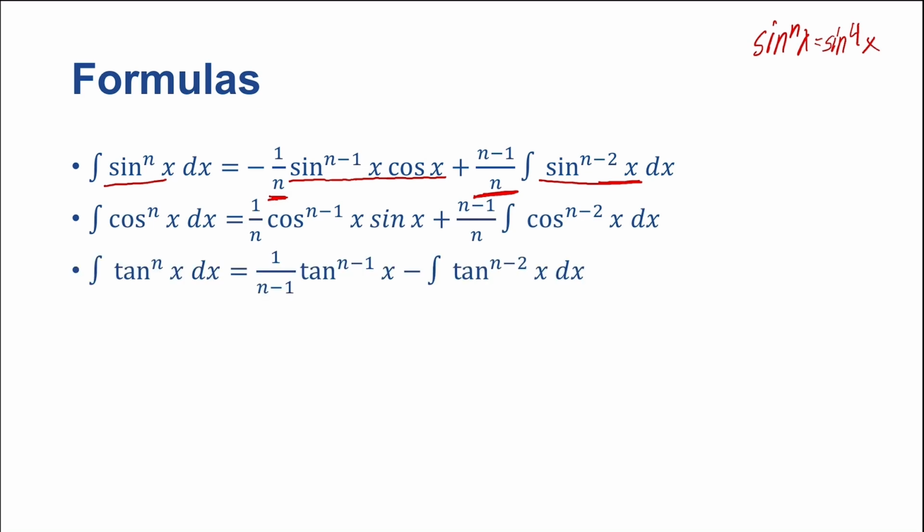Okay, so now we've also got the tangent. So if I want to take the integral of the tangent of x to the nth power, it's going to be 1 over n minus 1 times the tangent to the n minus 1 of x minus the integral of the tangent to the n minus 2 of x.